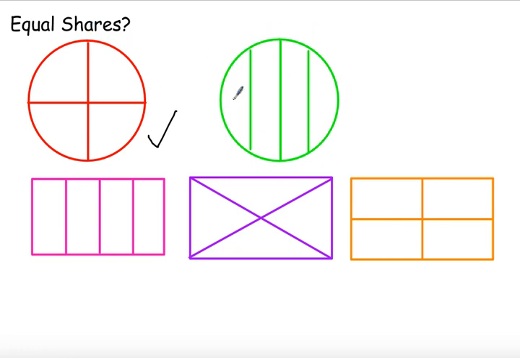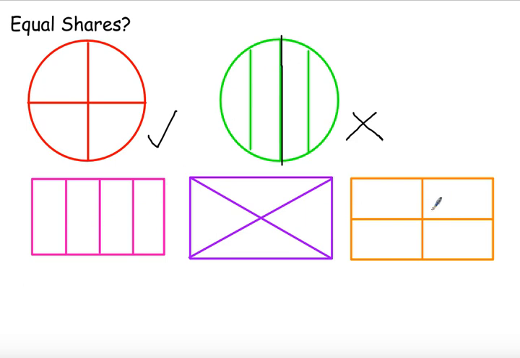However, this shape is also divided into 4 parts, but they're not equal. So I cannot use my vocabulary word today, 1/4 or a quarter, to talk about one part of the shape because they're not equal. Okay. However, this line in the middle goes through the circle and breaks it into 2 equal shares. So I could use the word half on it, however, not quarter or 1/4.